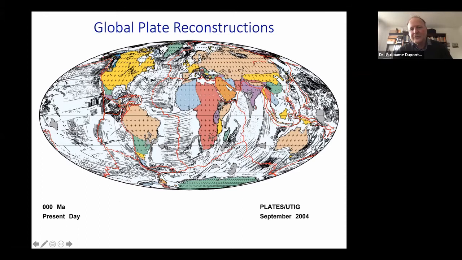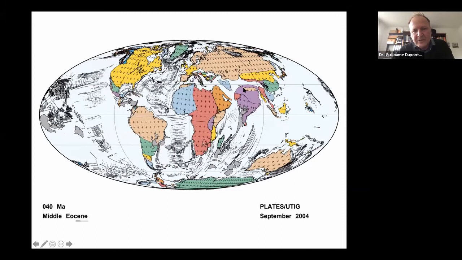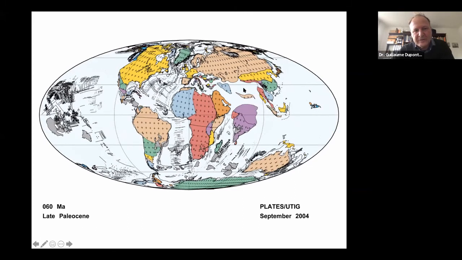This is actually a version from 2004, but it hasn't changed that much since then. I like this figure, it's old, but you can see the plates are very clearly defined, and you can see the marine magnetic anomalies in the oceans, all over the Earth. So you see that there is a lot of data, and this is used to retrofit. At each time step, we start today, then 10 million years, 20 million years, you can follow how the anomalies are fit together.